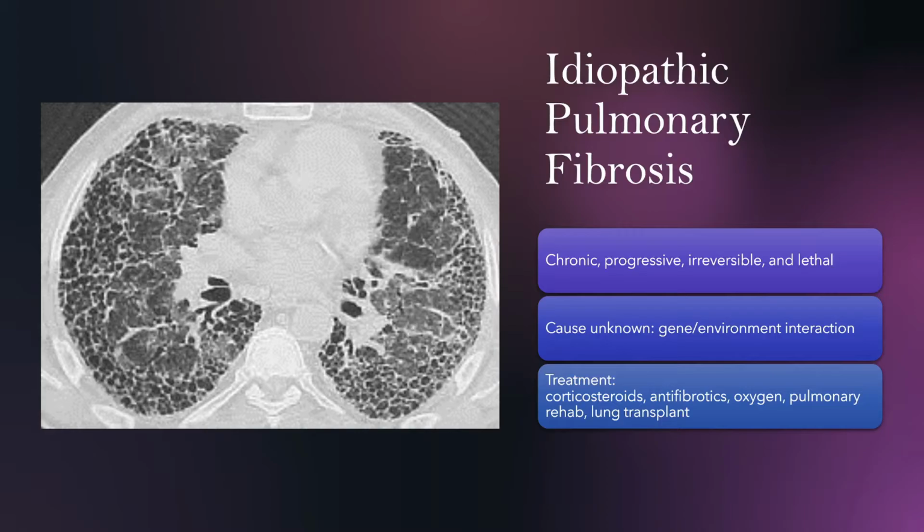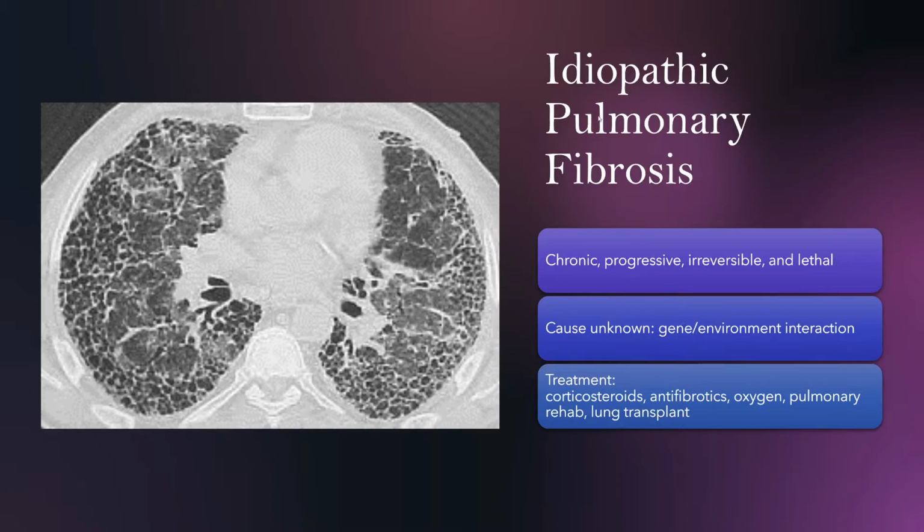This is a very unfortunate disorder. It's called idiopathic pulmonary fibrosis. Idiopathic meaning the cause is unknown. Typically, when the cause is unknown, it has something to do with gene-environment interaction or has some type of autoimmune mechanism. It is chronic, progressive, untreated. It's irreversible. You can't reverse the disease course. It is treatable technically, but that treatment won't reverse the disease progression, and it is lethal.